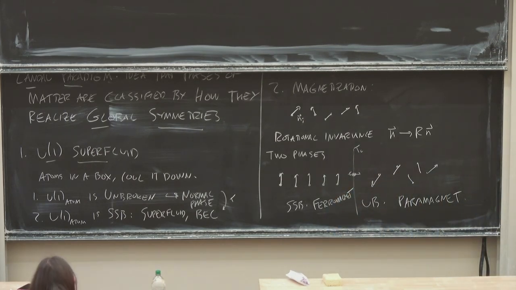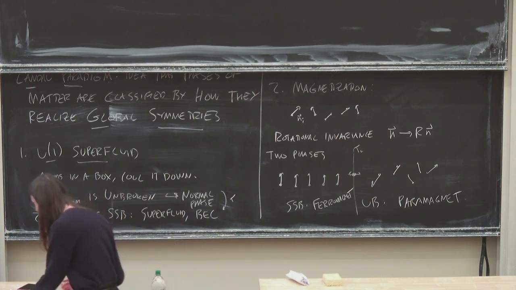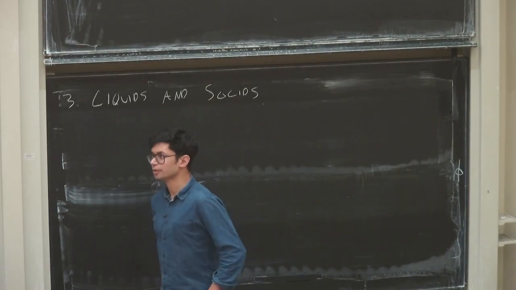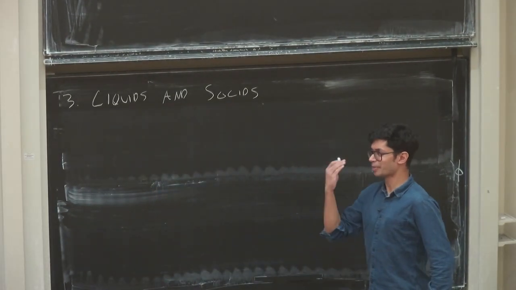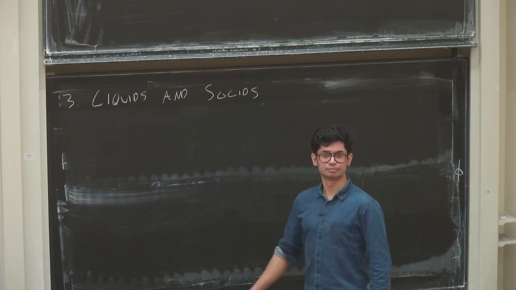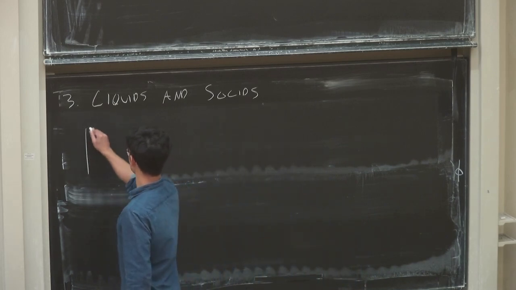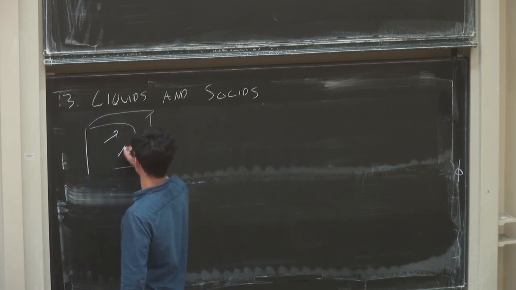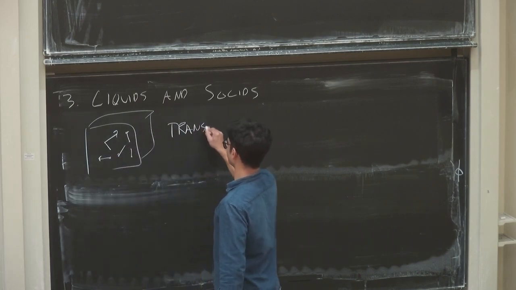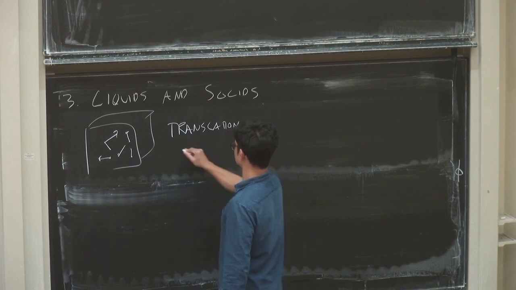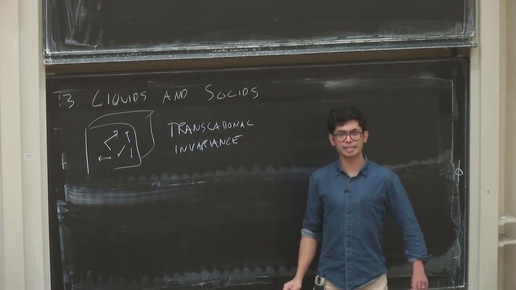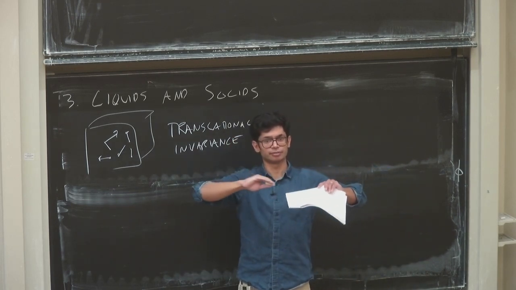And now I want to give you one more example, and this is maybe the most familiar from everyday life, which is liquids and solids. So, what is the symmetry involved here? Here you basically have a bunch of atoms in a box, and they're all moving around. And the symmetry involved here is translational invariance. Translational invariance is some sort of continuous symmetry of the system.